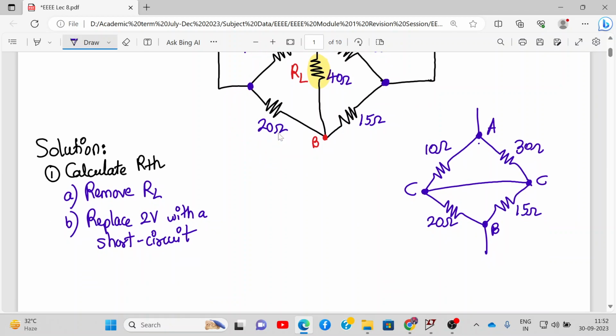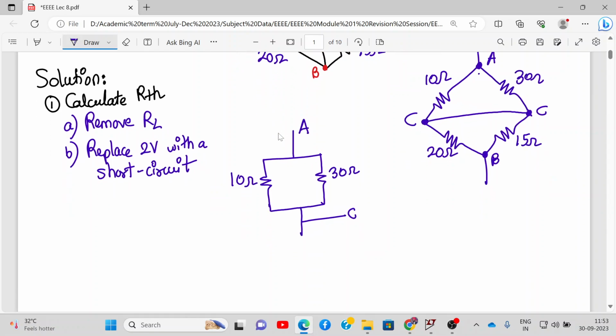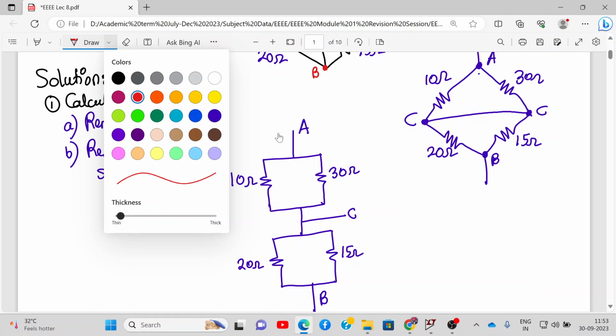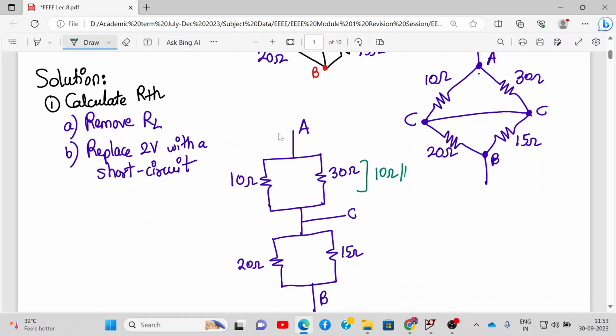Alright, now we have to solve this further. If you see carefully, if I draw it in a more conventional manner, this 10 ohm and 30 ohm will be in parallel, and then it is connected to point C. This is terminal A, and then again 20 ohm and 15 ohm are in parallel, and this is B. So basically over here we have 10 ohm parallel to 30 ohm, that will be around 7.5 ohms, and here we have 20 ohm parallel to 15 ohm, that will be 8.57 ohms.